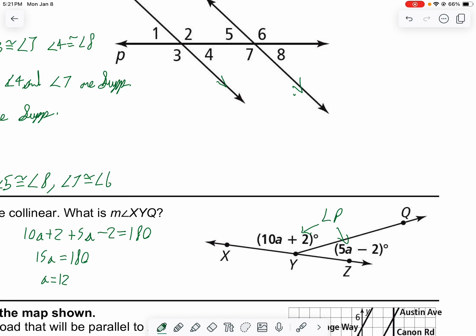So 10 times a, that's 10 times 12, is going to be 120 plus the 2. That gives us a total angle of 122 degrees. 5a minus 2, I just plug in the 12, that's 60 minus 2, and that's 58 degrees.